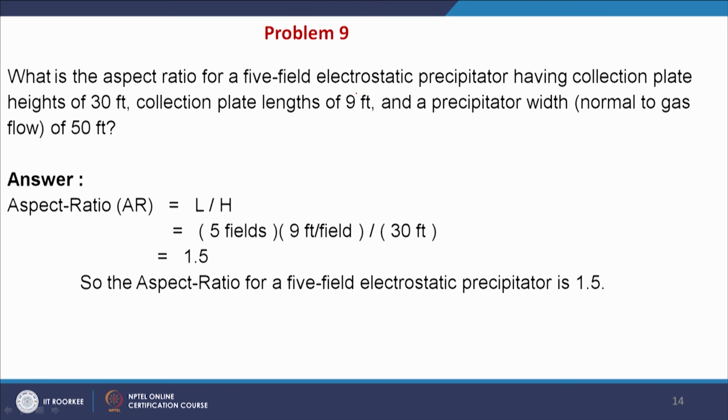So, now we are able to solve, and problem number 9, the statement is: what is the aspect ratio for a 5 field electrostatic precipitator having collection plate heights of 30 feet, collection plate lengths of 9 feet and a precipitator width normal to gas flow of 50 feet. So, this is again a problem of ESP. Here, aspect ratio you know is L by H. So, height is here 30 feet and we have 5 fields and each field has 9 feet length. So, 5 into 9 divided by 30 or 1.5 will be our aspect ratio. So, the aspect ratio for a 5 field electrostatic precipitator is 1.5.